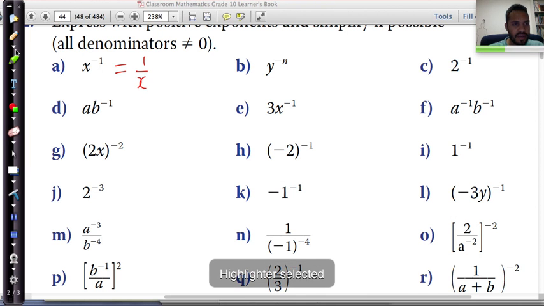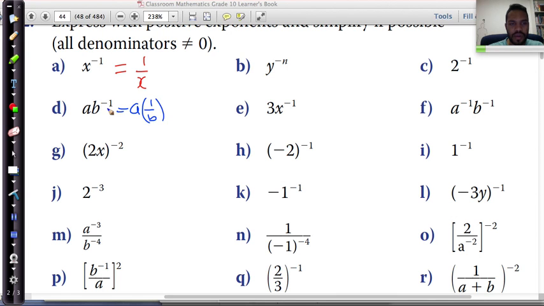This thing over here breaks up into a multiplied by 1 over b, because b to the negative 1 is just 1 over b, right? And then if you multiply that, remember this is a over 1 multiplied by 1 over b, it's going to just give me a solution of a over b. And there we have our positive exponents.